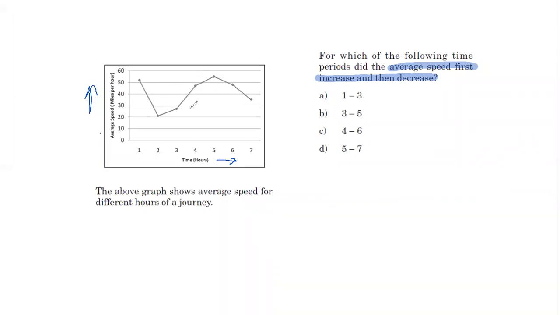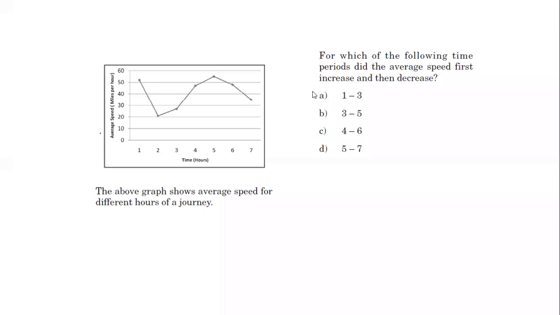So let me check the options. From 1 to 3, the average speed decreases, then increases. So gone. I'm looking for first increase, then decrease. If I go for 3 to 5, I can clearly see it's only increasing. Gone. Now if I look at 4 to 6, it's increase and then decrease. And that's what I was looking for. So you have to read the graph carefully and mark your answer accordingly. That's a pretty easy question. I believe everyone understood it.